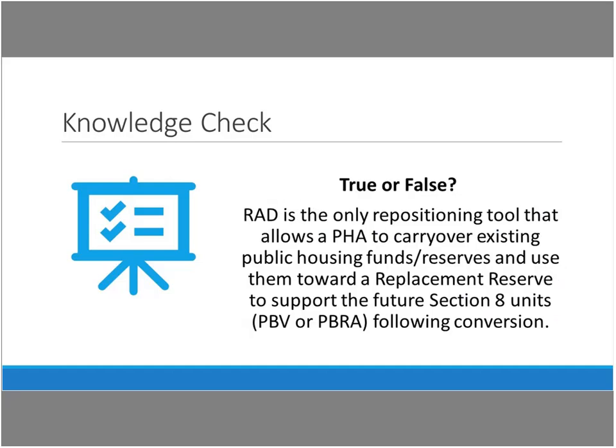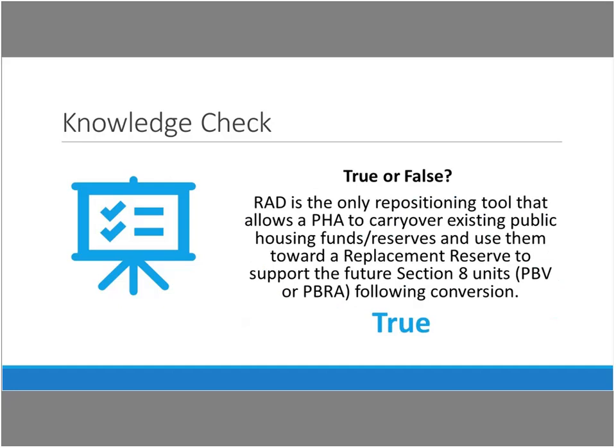True or false? RAD is the only repositioning tool that allows a housing authority to carry over existing public housing funds or reserves and use them towards a replacement reserve to support future Section 8 units, either PBV or PBRA, following a conversion. RAD is the only option that allows you to carry forward public housing funds. That is true. So this is one of the important things to think about, and we'll touch on this a little bit later today in the decision tree.